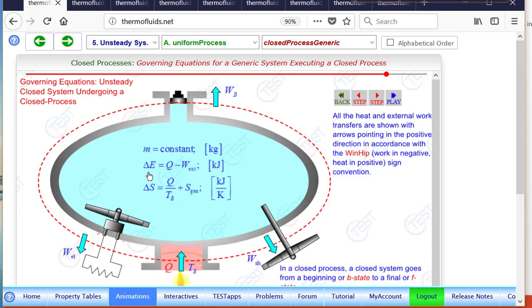So change in energy and change in entropy are given by, on the right-hand side, heat transfer and work transfer here, and entropy transfer by heat and entropy generation. So this is a very simple equation compared to the generic governing equations.